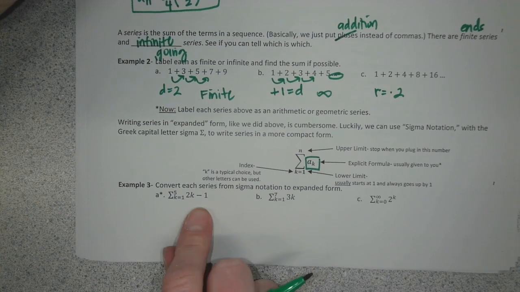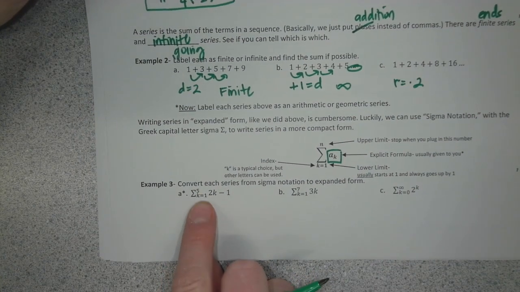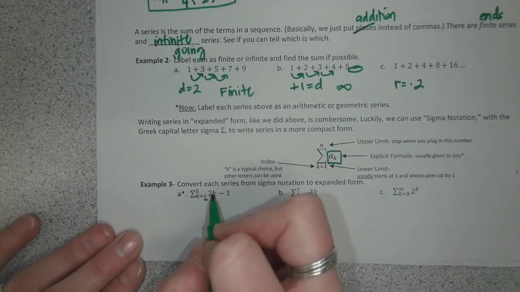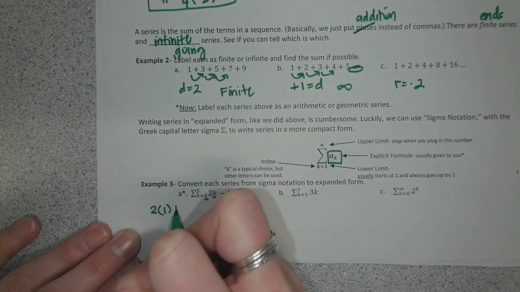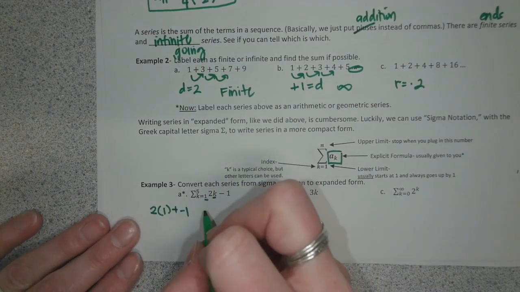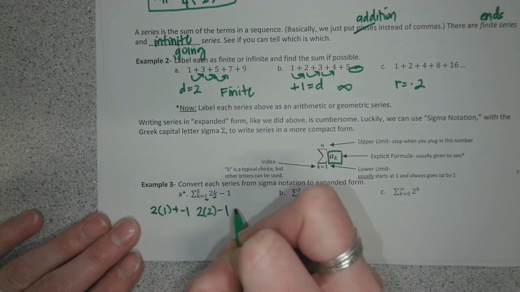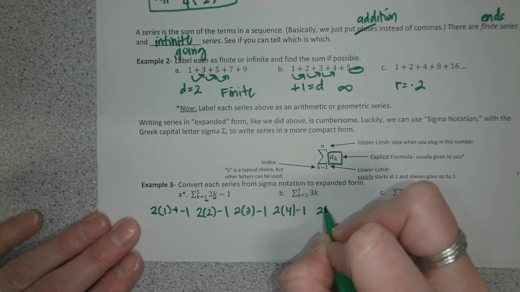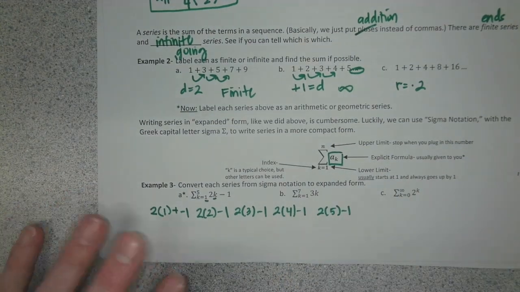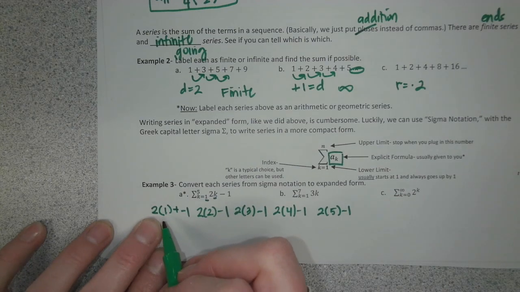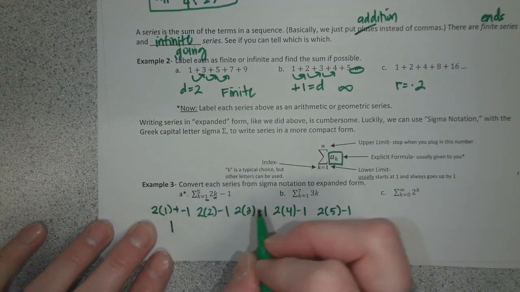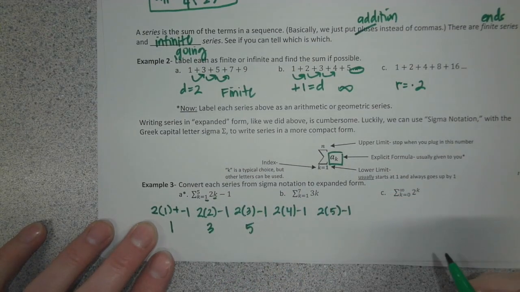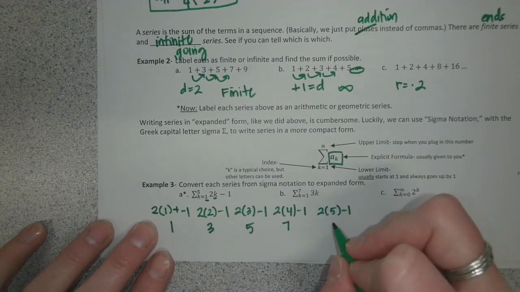So we're going to expand this guy. We want to go 5 terms, starting at 1. So we're just going to plug in 1 for our k because it says k equals 1. So we have 2 times 1 plus negative 1, and then keep going: 2 times 2 minus 1, 2 times 3 minus 1, 2 times 4 minus 1, 2 times 5 minus 1. Okay, so 2 times 1 is 2 minus 1 is 1. 2 times 2 is 4 minus 1 is 3. 2 times 3 is 6 minus 1 is 5. 2 times 4 is 8 minus 1 is 7. And 2 times 5 is 10 minus 1 is 9.